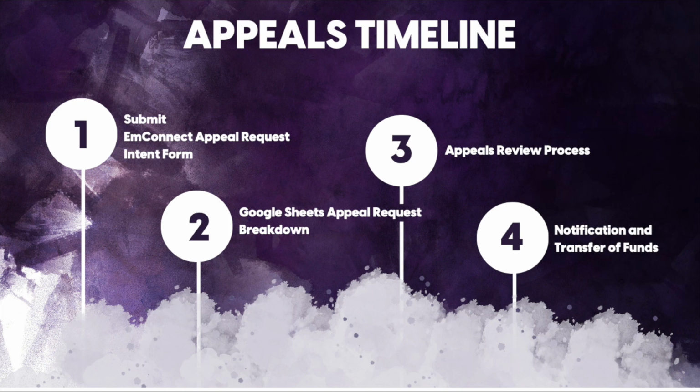Step 4. Notification and transfer of funds. The organization will be notified of a decision via email and EmConnect, with decisions which could include an approval of the requested amount, approval of alternate amount, or denial of request. Approved appeals will be granted with an expiration date. Once you receive this notification, funds will be deposited by the SGA treasurer into your EmConnect account. Funds will be available immediately.